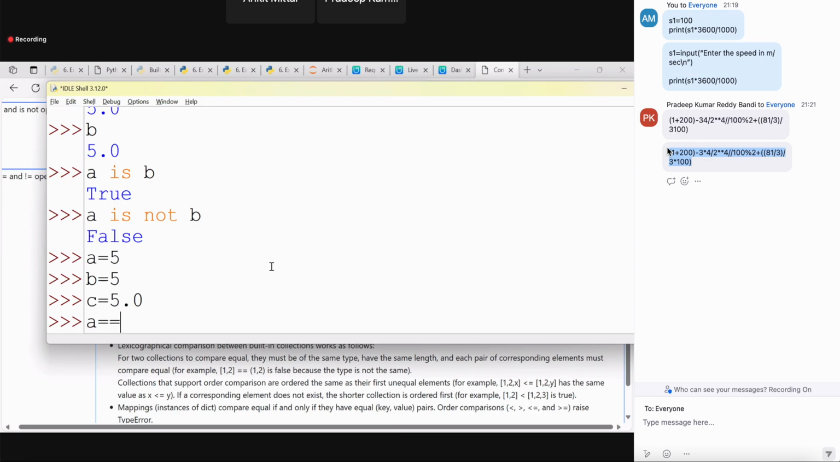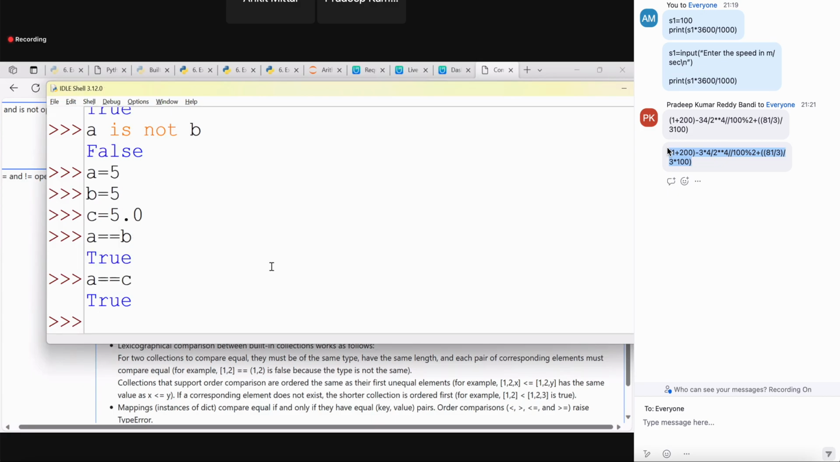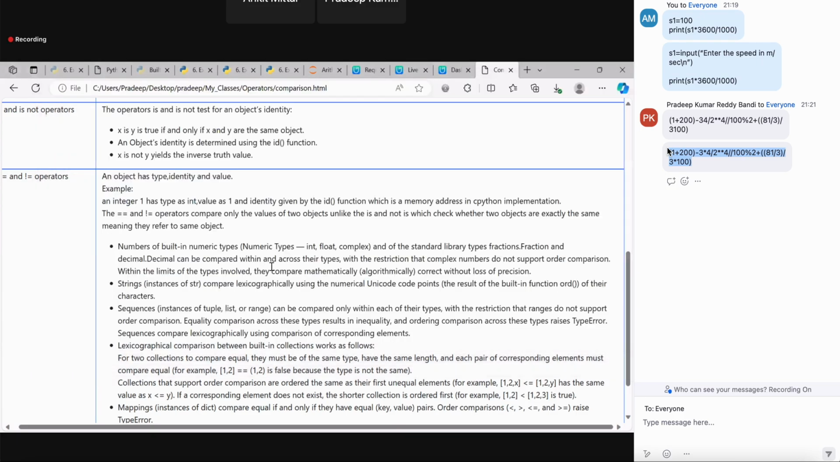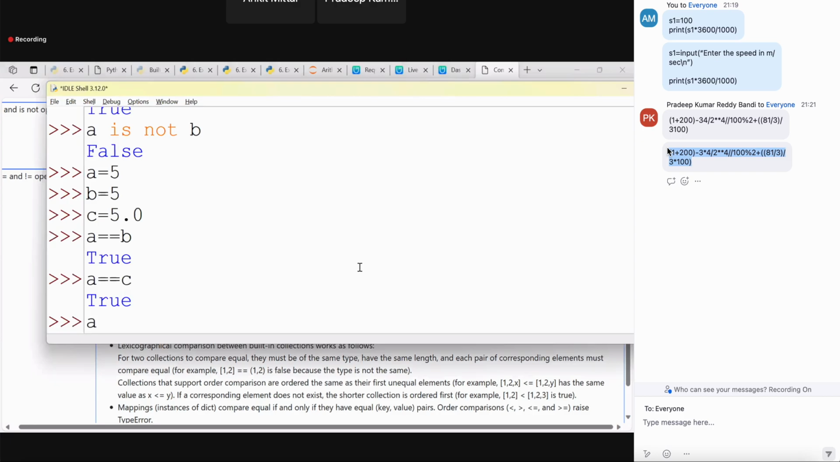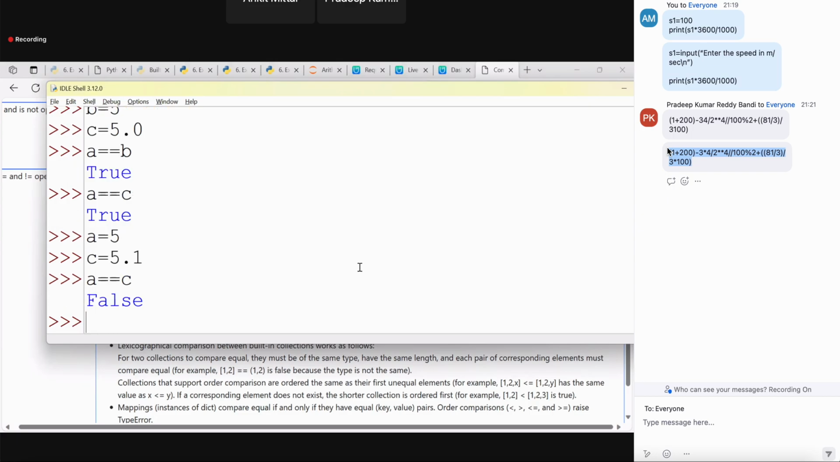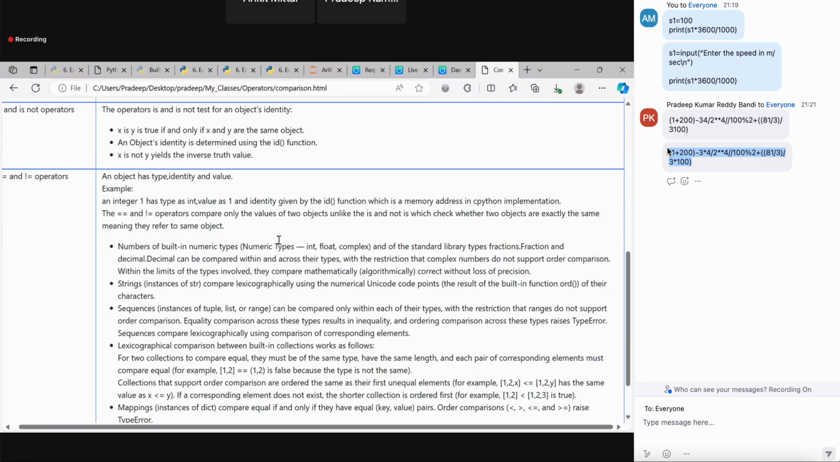Within means A equal to B. Across means we are crossing from one type to another, but A and B are the same type. So that is also possible. This is also possible for numerics, especially numeric types only. Within the limits of the two types involved, they compare mathematically correct without loss of precision. I mean, it will not do something strange. So A is equal to 5, and C is 5.0, it will see that mathematical validity should be there. It does not support any order comparison.